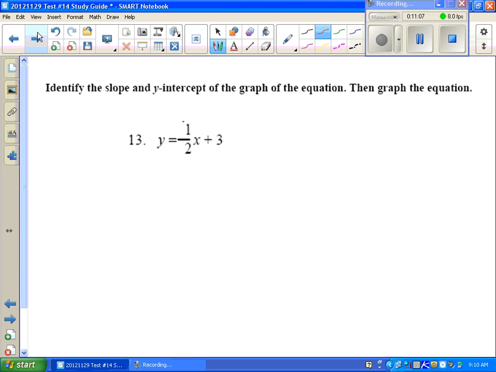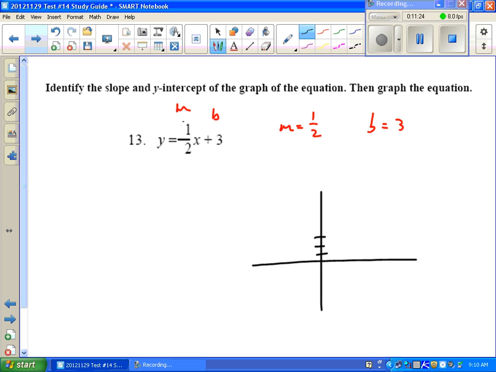Identify the slope and y-intercept of the graph, and then graph it. Simple. y equals mx plus b. So your m is 1/2, and your b is 3. And then graph it. b tells you where to begin. Its value is 3, so on your y-axis, go up 3.